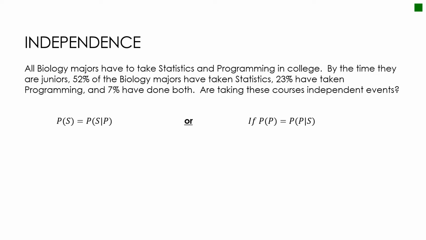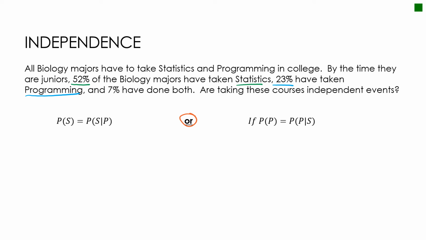So let's take a look at a practice together. I'm going to determine if all biology majors have to take statistics and programming in college. And by the time they're juniors, 52% have taken statistics, and 23% have taken programming, and 7% have done both. The question is, are these independent events?